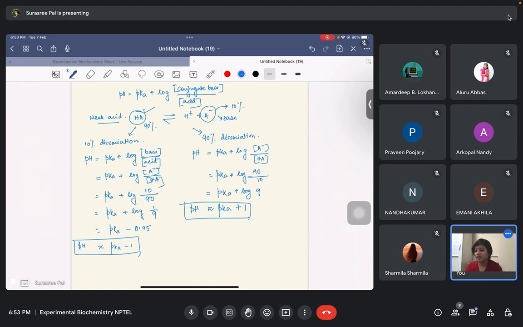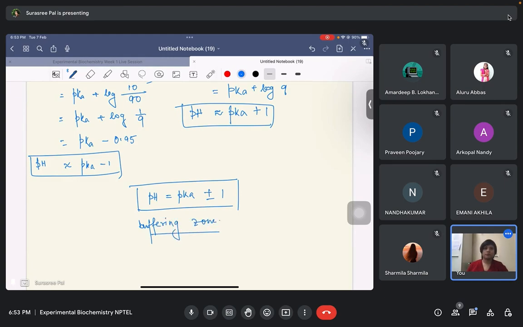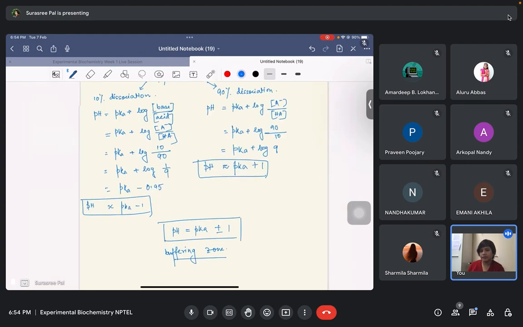So the pH value, therefore, you can see it varies between pKa plus minus 1, right? Plus 1 from pKa and minus 1 from pKa. So this will be the zone where the buffer will be the most effective, which is why it is called the buffering zone. Go through it, tell me if this is okay.